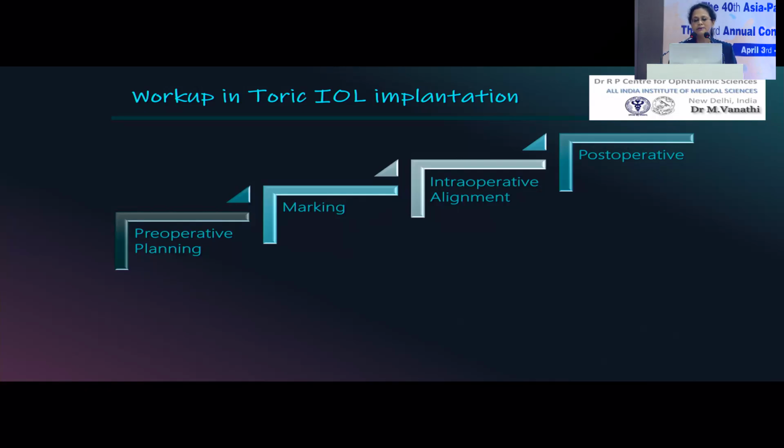Proper intraoperative alignment is also important. The error which I commonly see my residents making is erroneous placement of the Mendez gauge when they are placing it to mark. If they do not know how to orient the axis marker on the ocular surface, that can also lead to errors when they are implanting the IOLs.